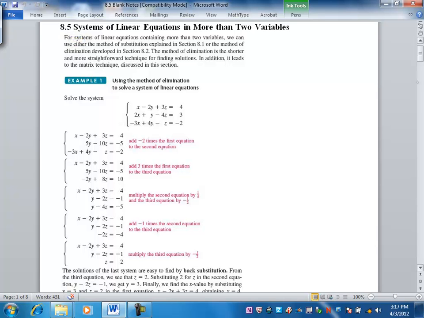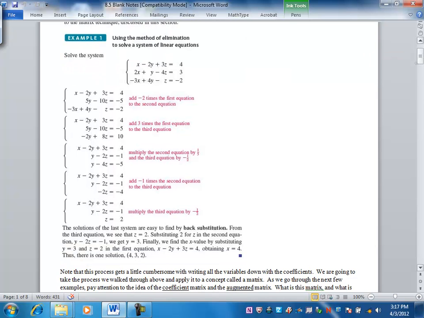So let me pause the recording, or rather you pause the recording for just a second and study what has been done there. See, when they talk about the back substitution, how they plugged in z equals 2. Then you get y equals 3, so you plug in 2 for z and 3 for y, and then you get x equals 4. Take a moment and study that.